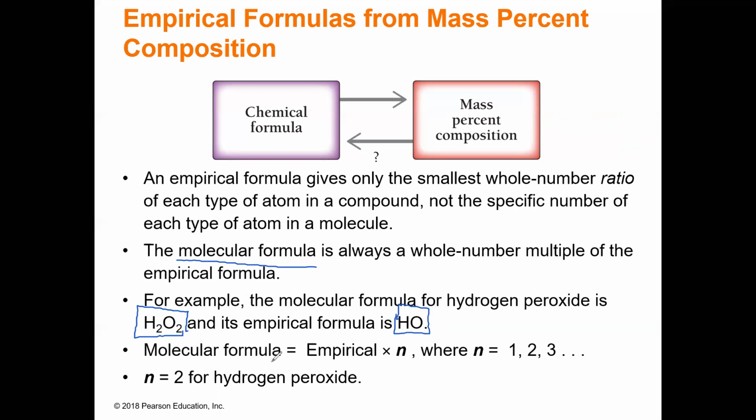So the molecular formula is whatever your empirical formula is times some value n, and n is just an integer. So n would be 1, 2, 3, 4. It obviously isn't going to be a decimal value, so it wouldn't be 1.33. In this case, to get from the empirical formula of hydrogen peroxide to the actual molecular formula, I'd multiply it by a factor of 2, or n equals 2. Let me give you one of these.